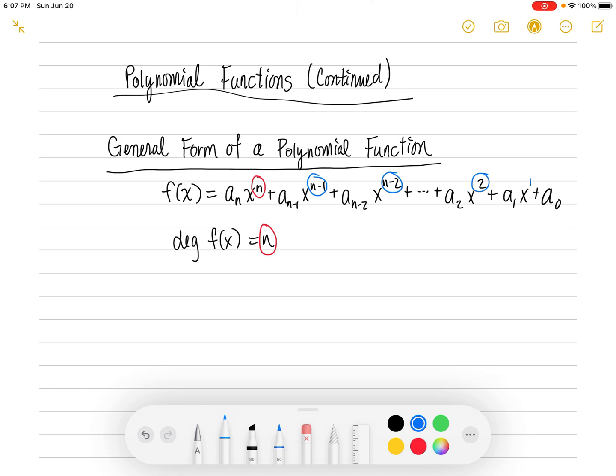So you can actually imagine the very last term, a0, that's a constant. You can imagine it has an x to the 0 power there if you want. So it's still a whole number. So you have to have whole numbers for your exponents.